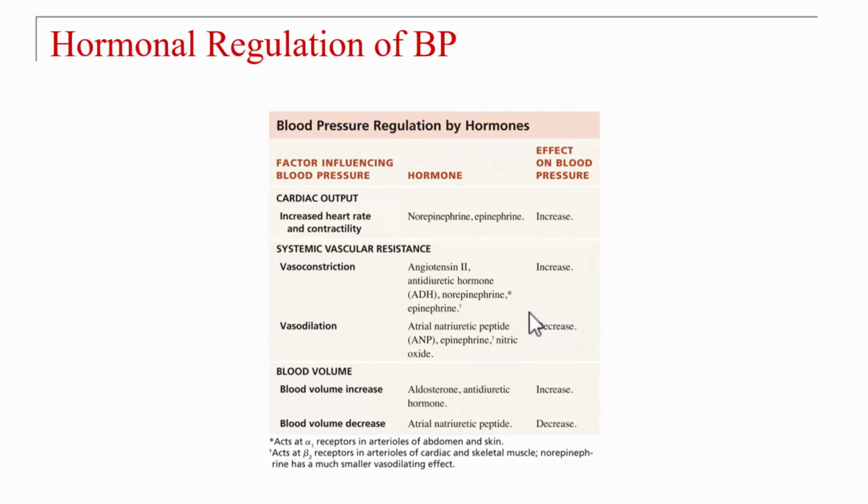Okay. Now, it might be a little bit confusing because we see epinephrine up here, increasing heart rate and contractility, which helps to increase blood pressure, but it can also cause vasodilation to help lower blood pressure in certain parts of the body. But as you can see here, epinephrine can also cause vasoconstriction in other parts of the body, increasing blood pressure. So all of these things that we're looking at are not necessarily taking place at the same time systemically. Some areas are going to have increased pressure, some areas are going to have decreased pressure.